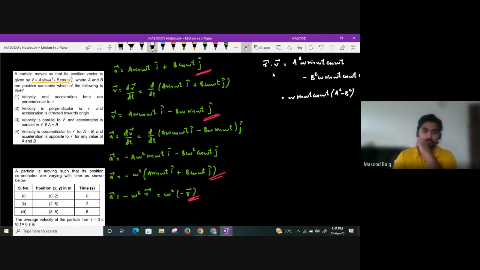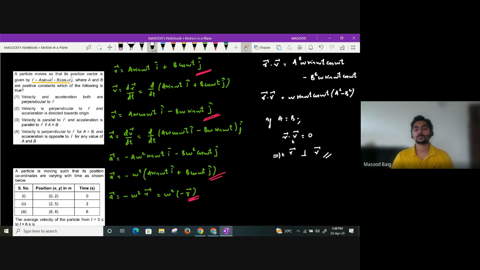Okay, clear? Suppose here r bar dot v bar, if a is equal to b, what will r bar dot v bar be? a square minus b square will obviously be 0 or not? r bar dot v bar will be 0. When will the dot product of two vectors be 0? It implies r bar is perpendicular to v bar. So I can say r bar is perpendicular to v bar only if a and b are equal, guys. Clear? And a bar will always be opposite to r bar for any values of a and b. What I can say, velocity is perpendicular to r bar for a equal to b, and acceleration is opposite to r bar for any value of a and b. Fourth option will be correct.